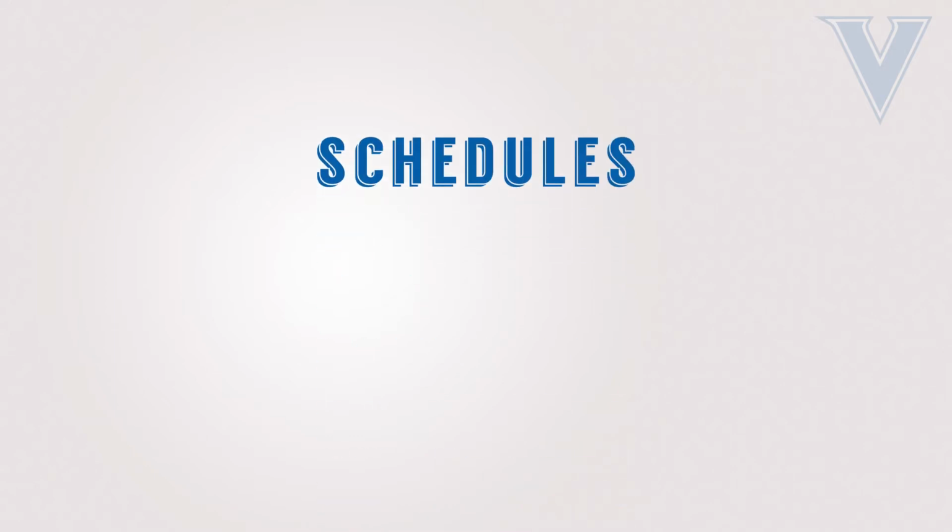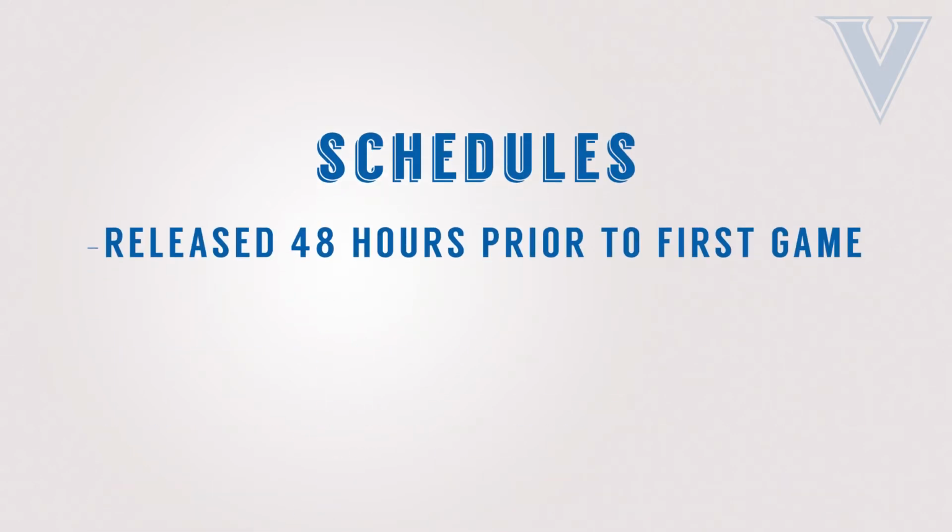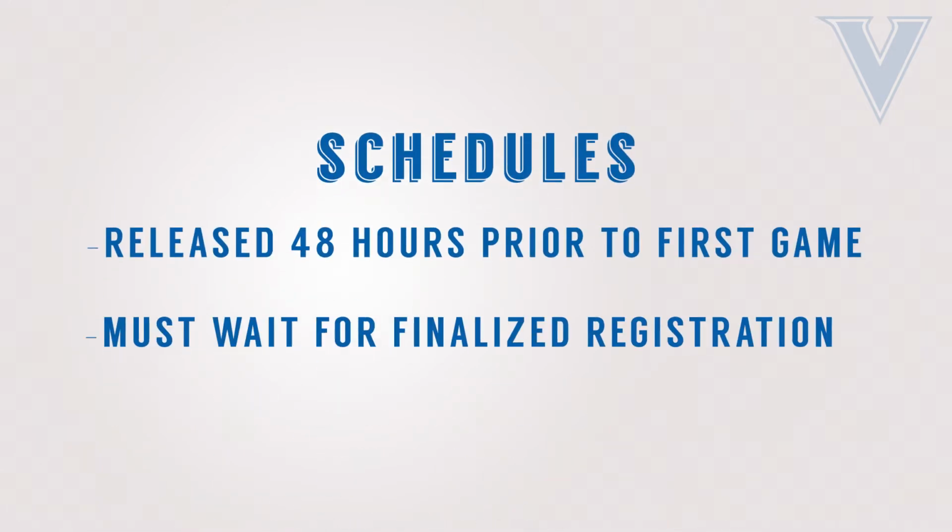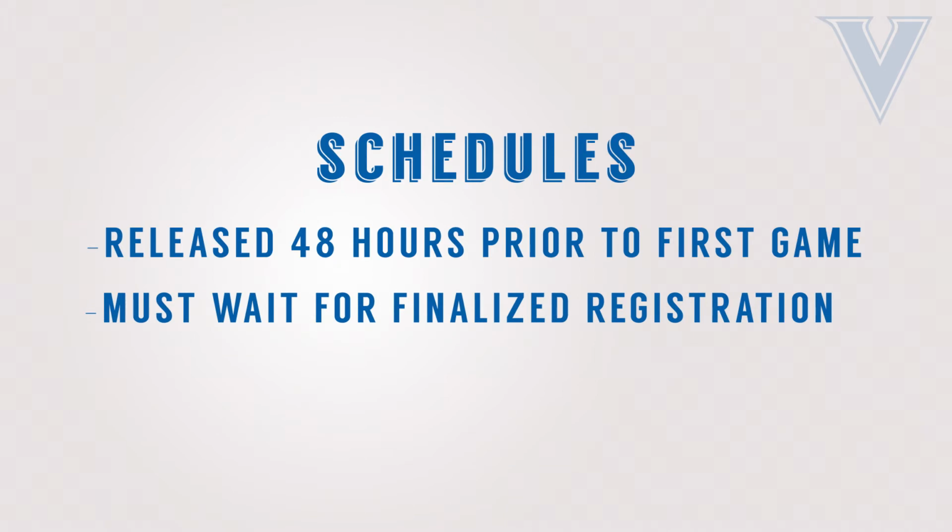The schedule will be posted on imleagues.com about 48 hours before your first game. We have no choice in releasing the schedule this late because we need to wait for registration to be finalized before scheduling the games. Once the schedule is released, take a look and see when your first game is. Get your team together and be ready to play about 10 minutes prior to the start time.